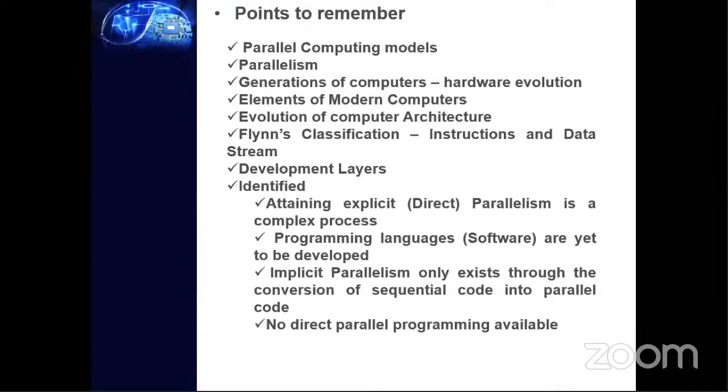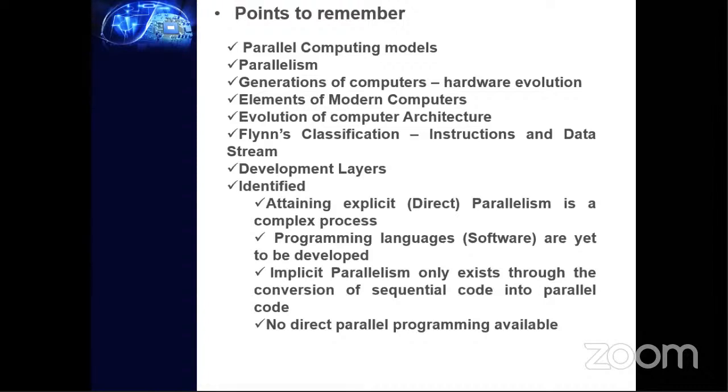So here, these are all the points to be identified after discussing the topics. You think about the listed points. All the points are related to software. You see, from the first point, that means from attaining explicit direct parallelism is a complex process, to the last one, no direct parallel programming available, all the problems identified are based on software.